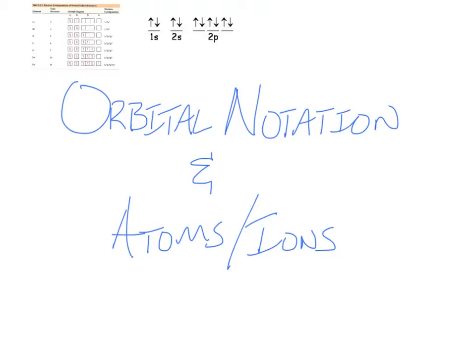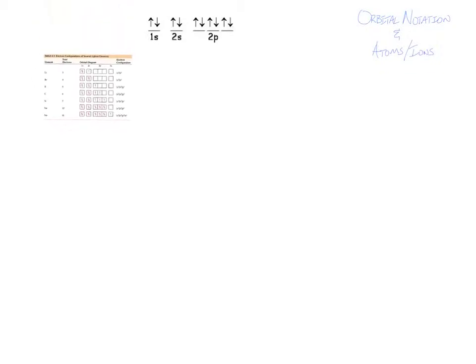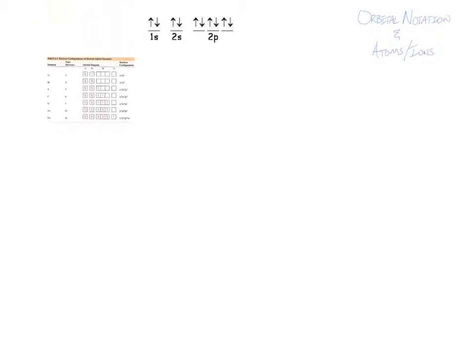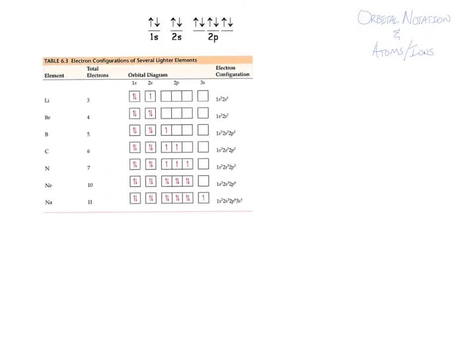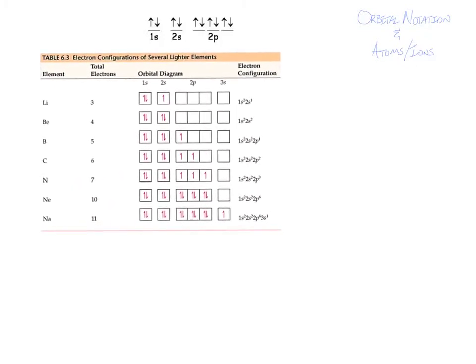This is the third video, the third essential skill for pre-AP, and this has to do with orbital notations, electron configuration, and identifying atoms or ions. So let's go ahead and get right to it. Here are some examples of electron configuration along with the atoms.